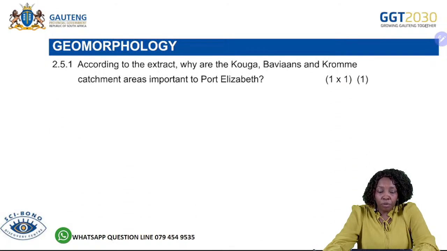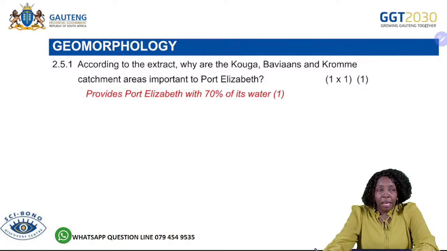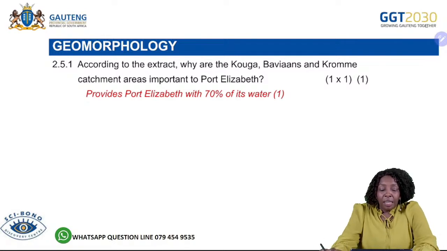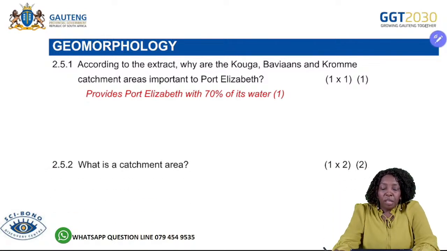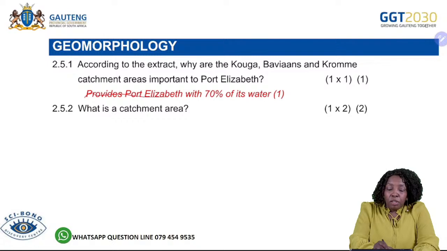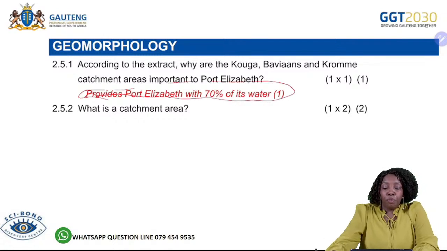We are running out of time, but we are going to look at this question, which is based on the extract. According to the extract, why are Kouga, Baviaans and Churchill catchment areas important? So boys and girls, here now, I'm not going to take you to the extract, but I just want to show you that there are some of the answers that you can get straight from the source itself. This answer is from the source.